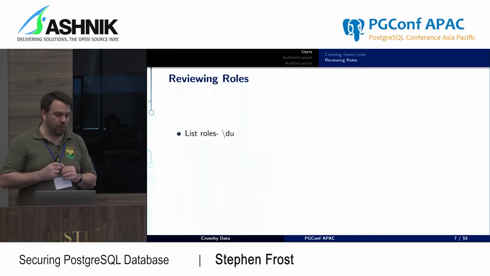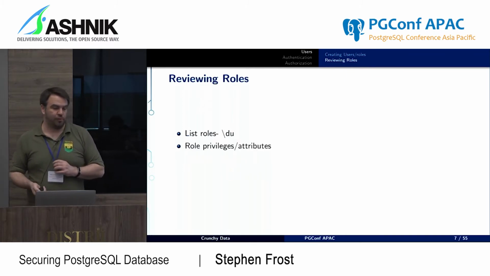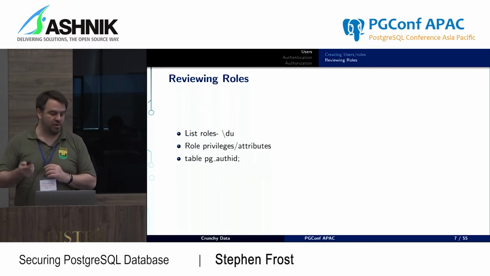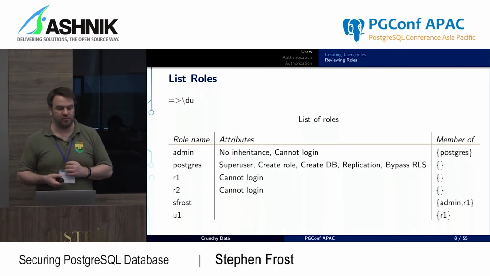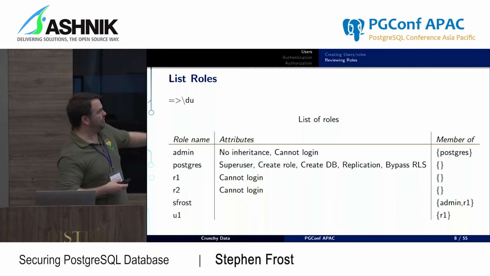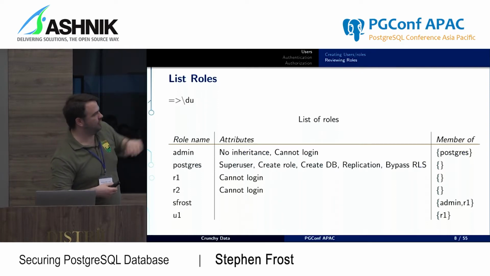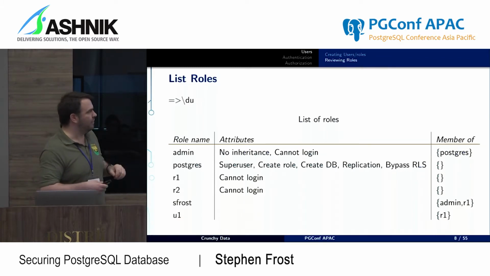When it comes to reviewing roles, if you want to get a list of roles, that's \du. That also lists out the role privileges and attributes. You can also look at pg_authid and pg_auth_members. So let's look at what that looks like. So here's a \du inside of psql, which gives you the role name, the attributes, and what roles they are a member of, right?